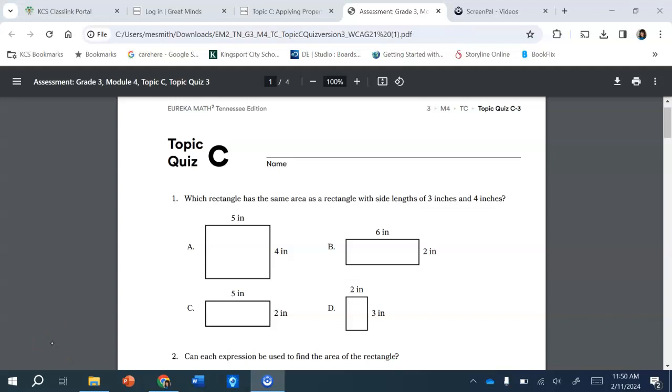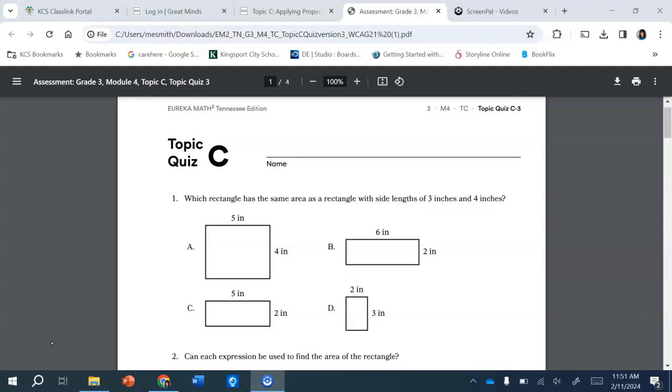Guys, Miss Smith here. I'm getting ready to talk about Module 4 of 3rd grade Eureka Math, and this is Topic C quiz, which deals with finding area and breaking apart larger area rectangles into smaller pieces.